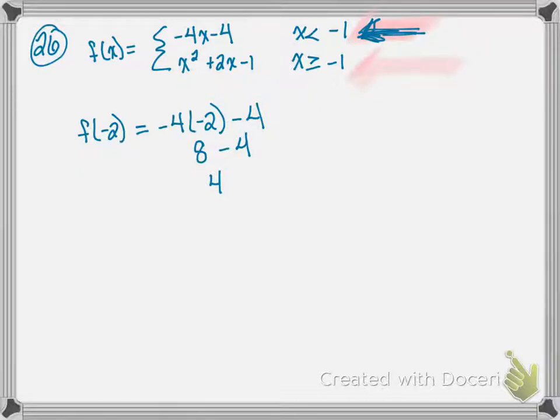Now for our next one, I have f of negative 1. Okay? And negative 1 is where things change. Negative 1 is where things change. But do you see how this one says or equal to? Because that one's greater than or equal to, it's because of that or equal to mark that I use that rule for negative 1.